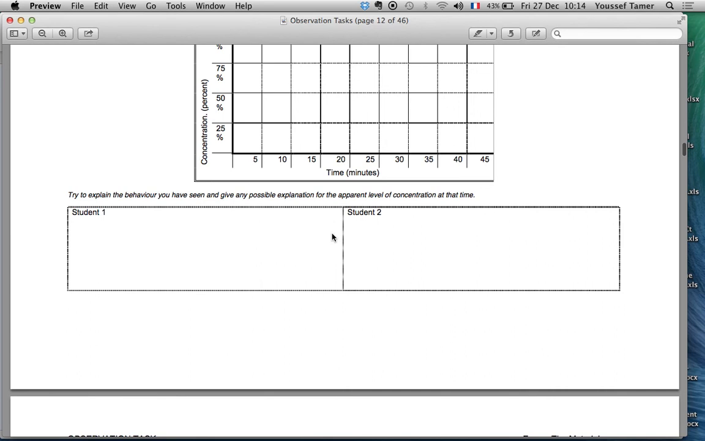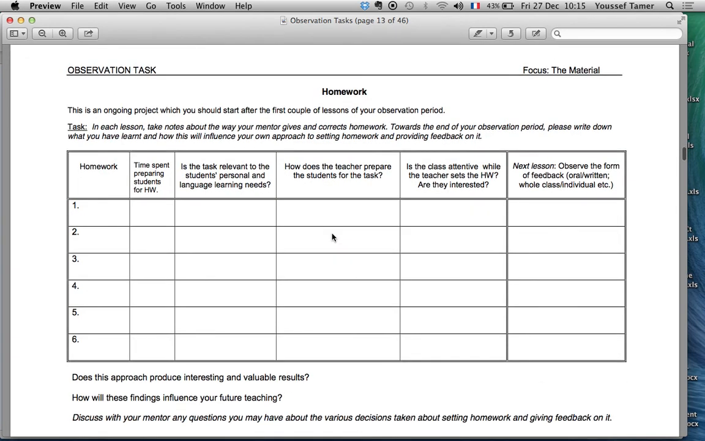Okay? Now for homework, another dimension you can observe is how the teachers deal with homework. It's a very sensitive area, a very useful, very important area as well. This is an ongoing project which you should start after the first couple of lessons of your observation period. It takes time. So you're not going to finish with it in just one class, because you have to watch how the teacher manages his homework throughout a number of lessons, in order to come up with a clear idea.